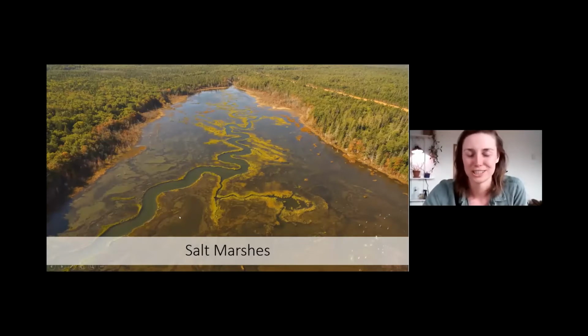basically, just as a refresher, they're a type of tidal wetland, and so this is just a picture of one. You can see this is a tidal river, and so that tidal hydrology is really important to those systems, and this is at high tide, so they'll all be flooded at high tide.